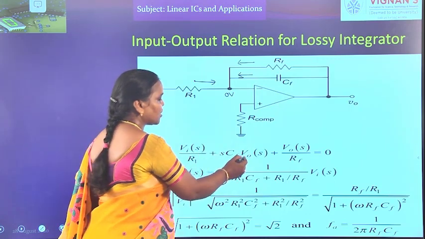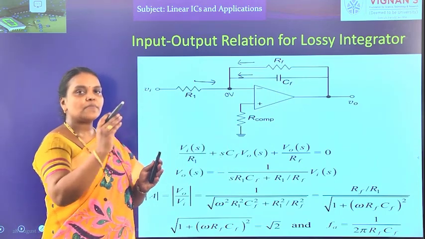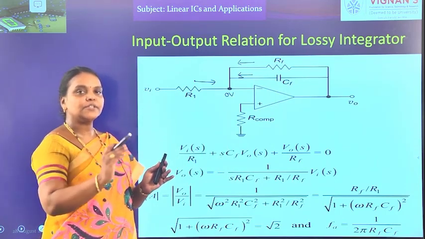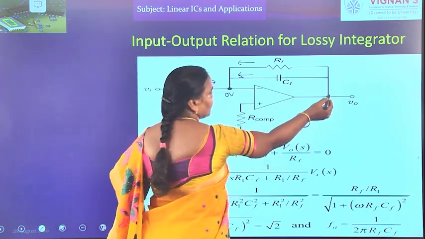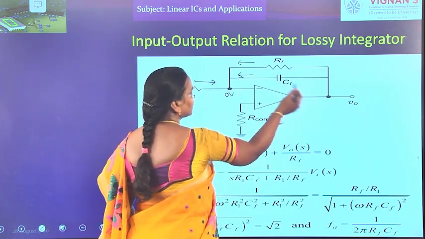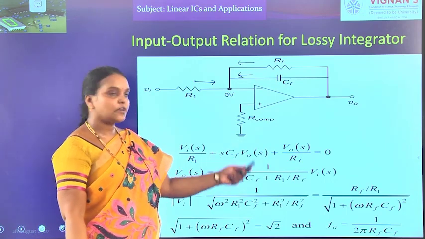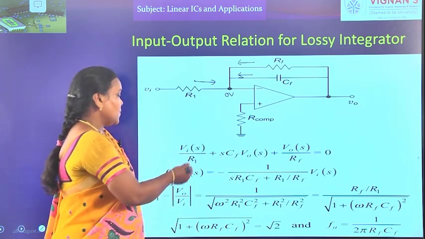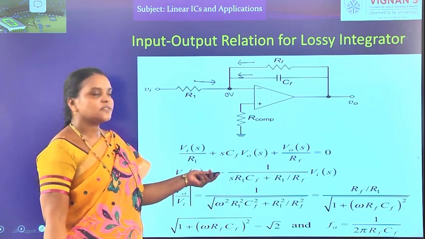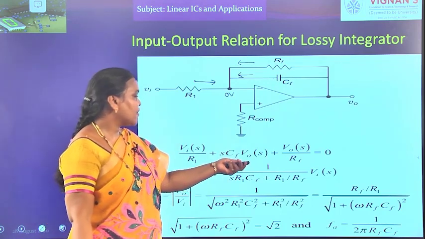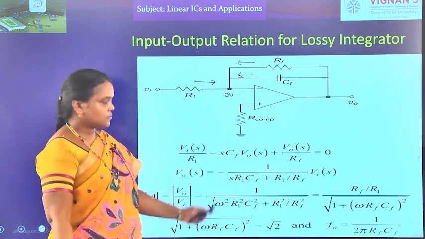So, Cf into d by dt of V0 of t means S into V0 of S. So, C into S into V0 of S. And the last current, V0 minus 0 by Rf, so V0 of S by Rf. The sum equals 0. Now, by simplifying this, that is taking V0 of S terms to one side and Vi of S terms to the other side, you will get the expression for output.